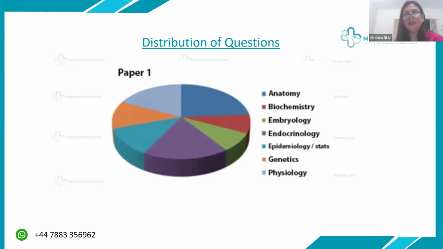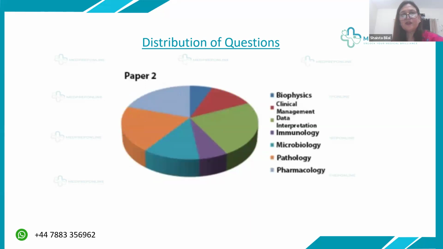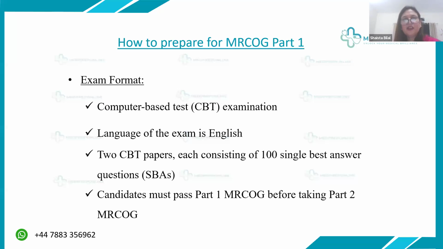Don't leave any module. This is the distribution of questions for paper 2, which includes biophysics, clinical management, data interpretation, immunology, microbiology, pathology, and pharmacology. So up till now, does anyone have any questions?